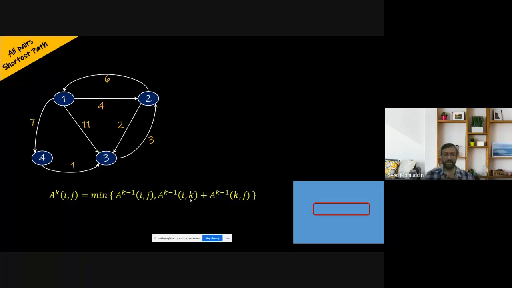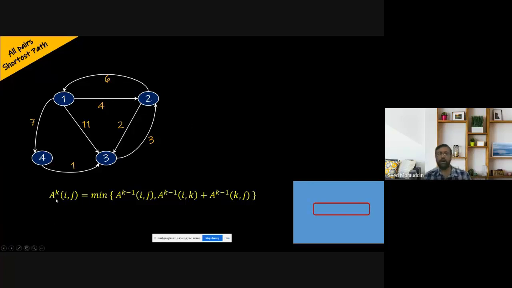So what is this k? K is an intermediate vertex. But what about the subscript? Subscript k tells us the number of rounds. Actually that k is also the intermediate vertex. So if we have 4 intermediate vertices, we have to go till k equal to 4 to compute the solution.